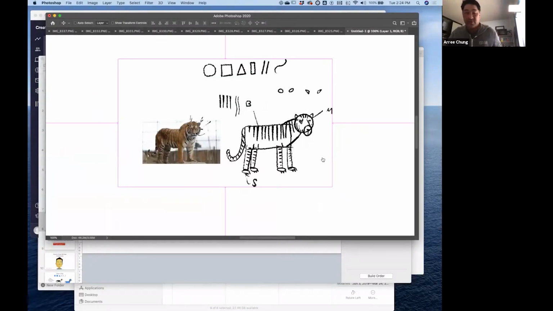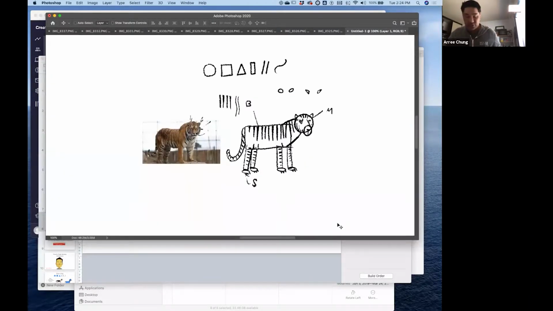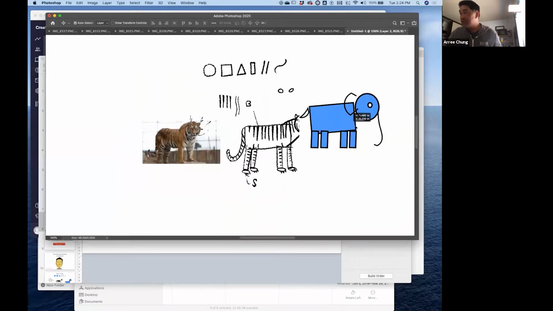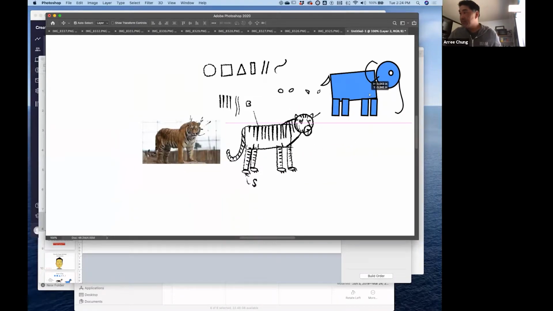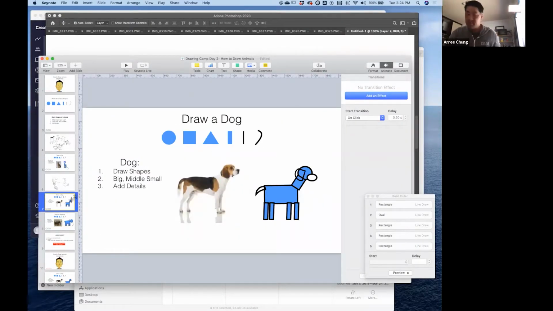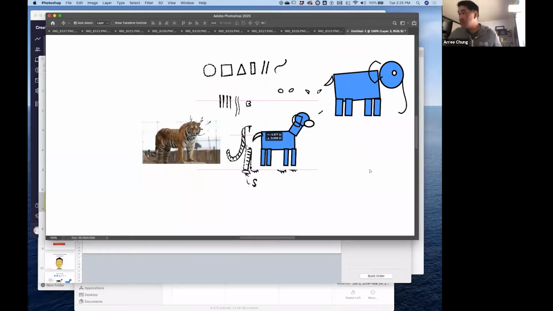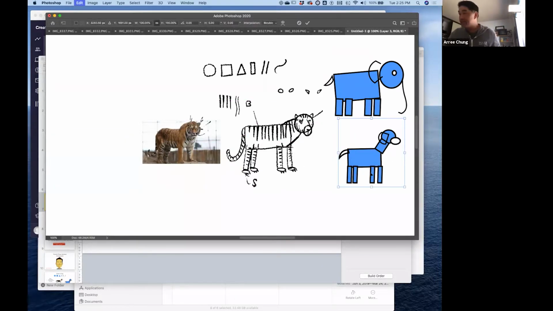So whether you're drawing a dog or an elephant, the formula is basically the same for any animal that has 4 legs. The only difference is the proportions. The only difference are just the sizes of the shape. So here's an elephant, and here's the dog. And a tiger is exactly the same. It's just bigger.